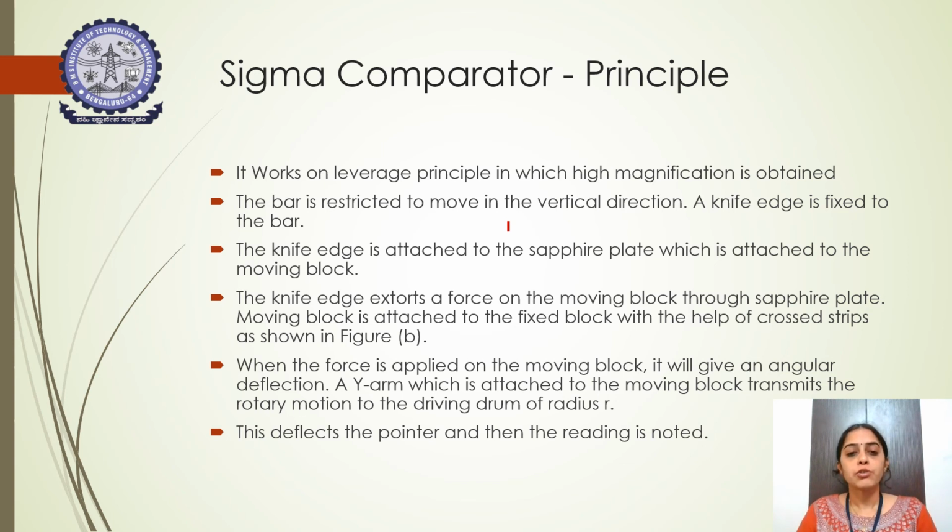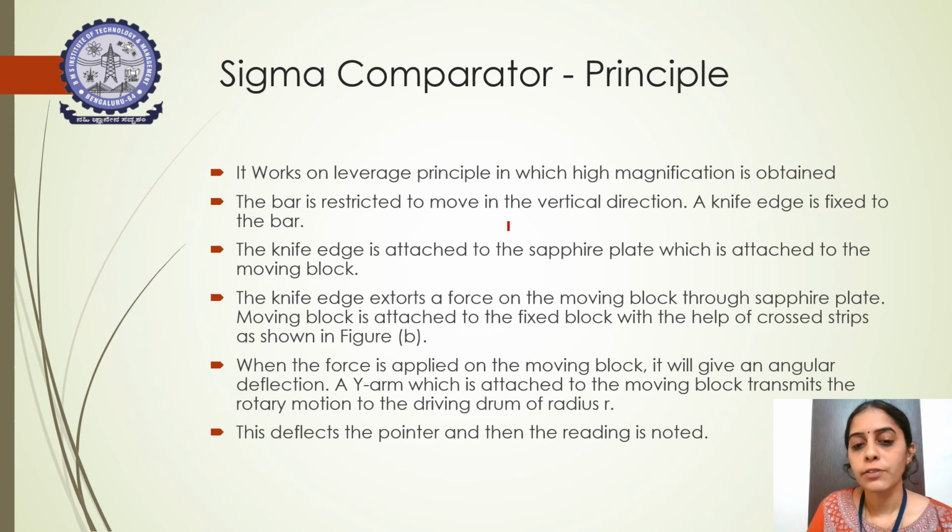So the knife edge, as shown in the figure before, is attached to the sapphire plate, which is attached to the moving block. I explained already, the knife edge exerts a force on the moving block through the sapphire plate. So the moving block is attached to the fixed block with the help of the cross strips, as shown in the figure B. So when the force is applied on the moving block, it will give an angular deflection.